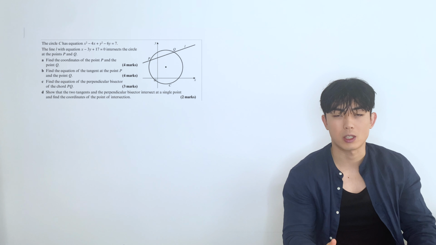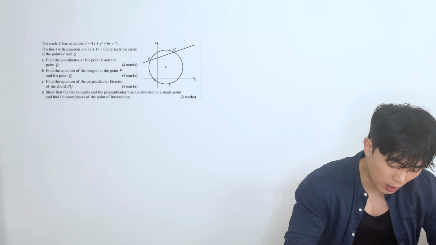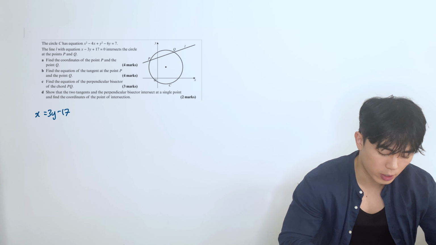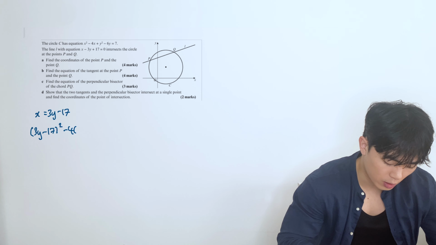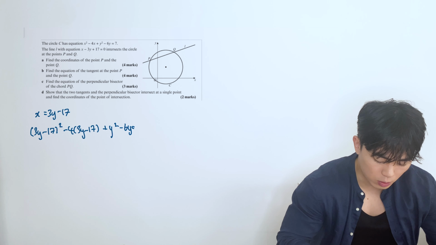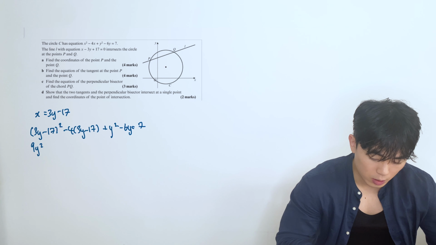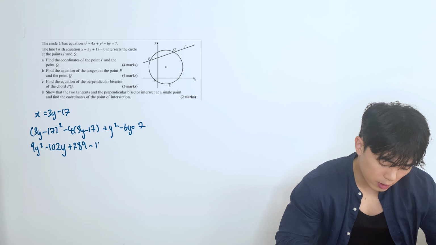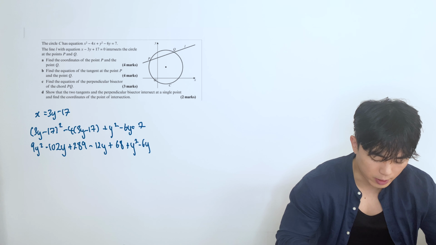Well, they're intersecting, right? So we just have to substitute our line equation into our circle equation. Rearranging for x, we have x is equal to 3y minus 17, which I'm going to substitute into the circle equation. So (3y minus 17) squared minus 4 times (3y minus 17) plus y squared minus 6y is equal to 7, which I'm now going to expand. So we'll get 9y squared minus 102y, 17 squared is plus 289, minus 12y plus 68 plus y squared minus 6y is 7.